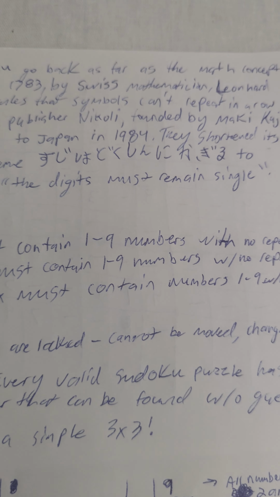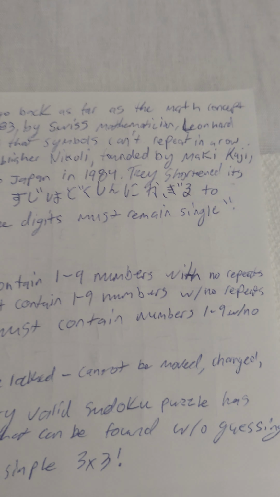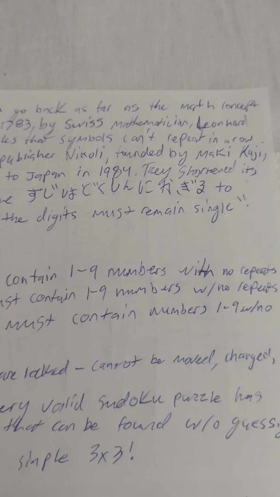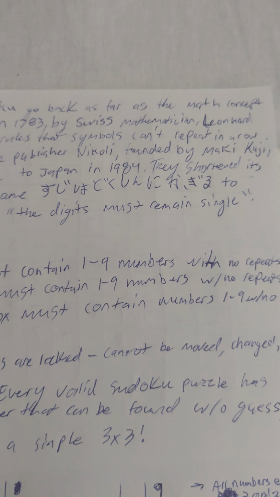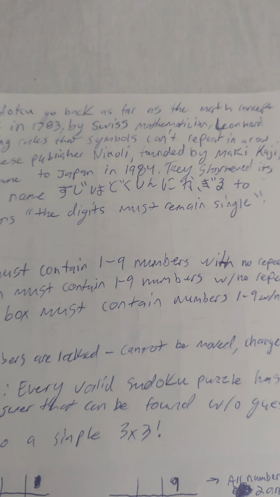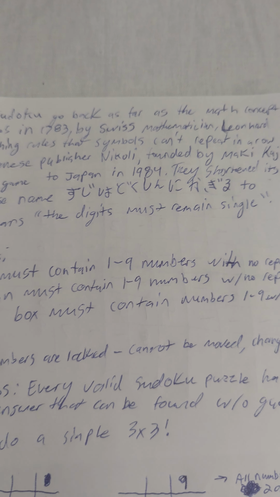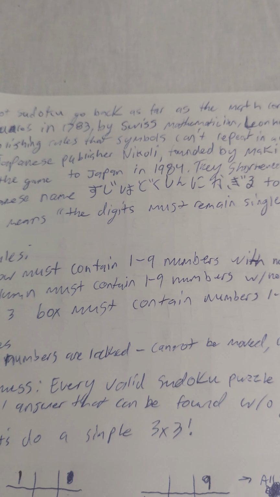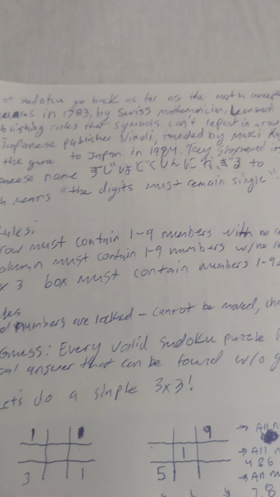So the roots of Sudoku go back as far as the math concept of Latin squares in 1783 by Swiss mathematician Leonhard Euler, establishing rules that symbols can't repeat in a row or a column. Japanese publisher Nikoli, funded by Maki Kaji, introduced the game to Japan in 1984. They shortened its original Japanese name from Suji wa Dokushin ni Kagiru to Sudoku, which means the digits must remain single. It has three core rules.